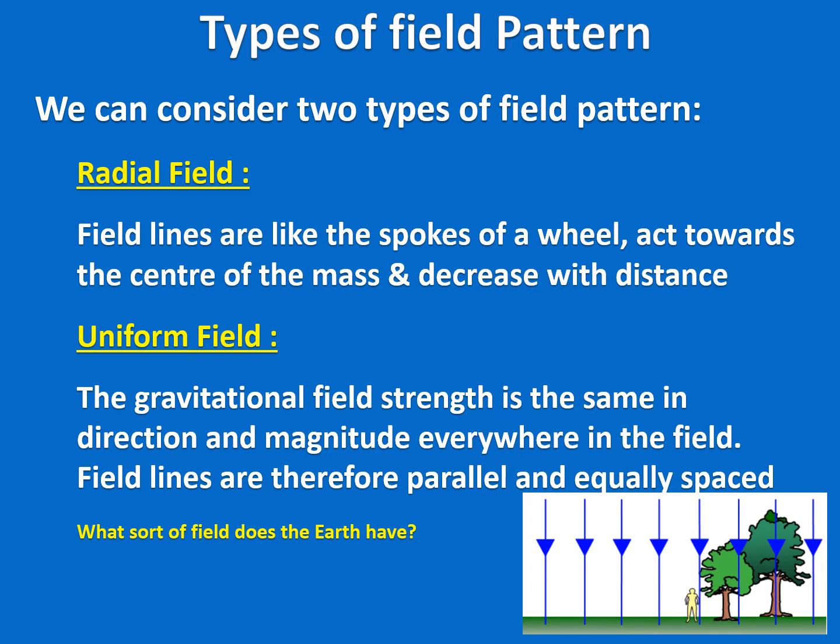So we consider two types of field pattern. The radial field, which you saw in the previous slide, which is like the spokes of a wheel and acts towards the center, and a uniform field. Uniform being that it's the same, so it's the same direction and magnitude everywhere in the field. We can represent the uniform field in a picture with equally spaced parallel lines. So we've got two types of fields. What sort of field do you think the Earth has?